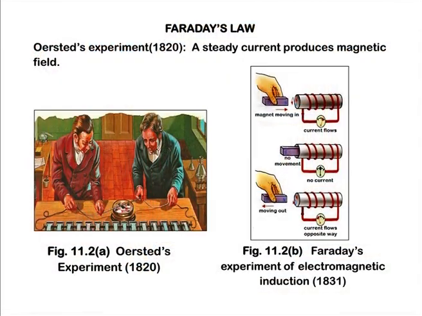Coming to the Faraday's law, in 1820, Oersted had performed an experiment through which he was able to demonstrate that a steady current produces a magnetic field. Faraday, who also belonged to the same era, felt that if electricity could produce magnetism, then the reverse should also be true, and he carried out number of experiments, and finally in 1831 he was able to prove that electricity could be generated from magnetic field.